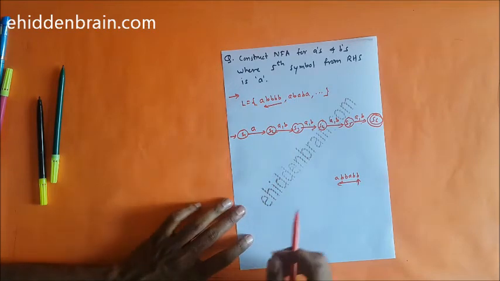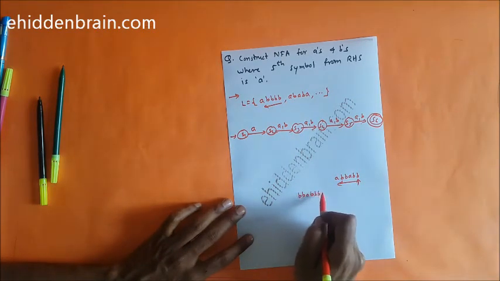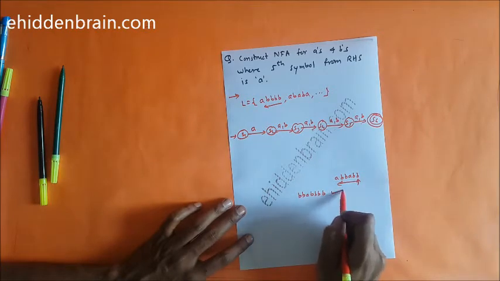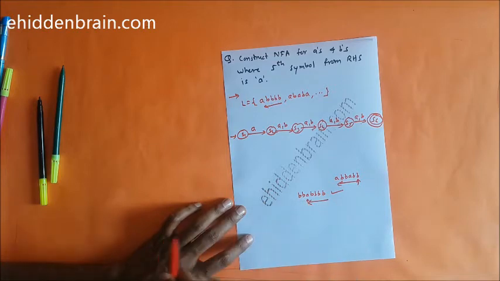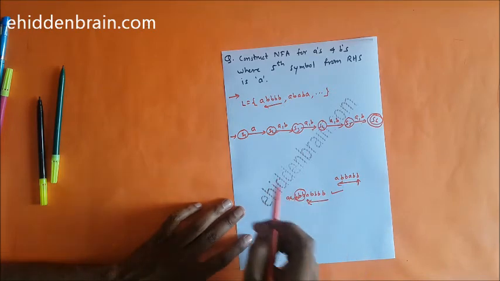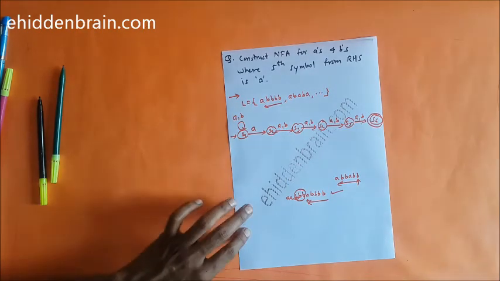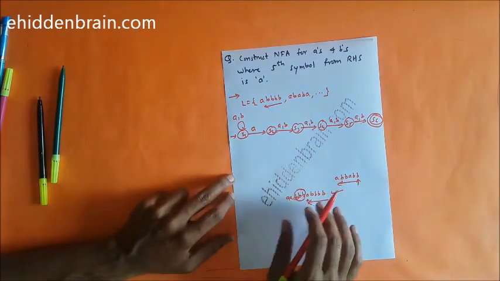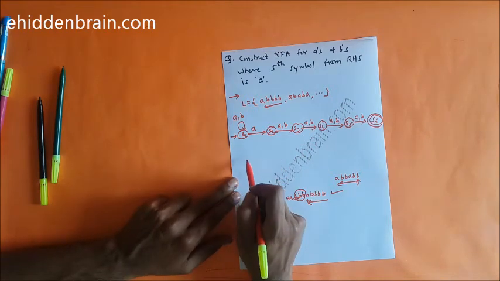Now one more thing, if I really want something like this, is it a valid string? Yes, it is valid, because the fifth symbol from the right hand side is A. And now how to make that possible, how to accept these two B's, rather two B's then A's and something like this? You have to put a loop of A, B here. Simple, right? Now you can see this is the final NFA.